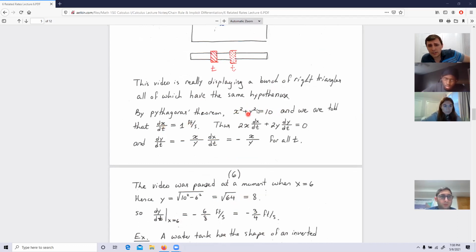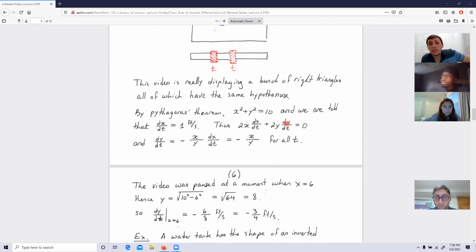So when I take the derivative with respect to t, I get 2x dx/dt plus 2y dy/dt equal to 0. And when I move things around, I just take 2x dx/dt, and I move it across, and I get minus 2x dx/dt, and then I divide by 2y, so I get minus x over y dx/dt, and dx/dt is 1. So the result is that dy/dt is just minus x over y for all values of t.